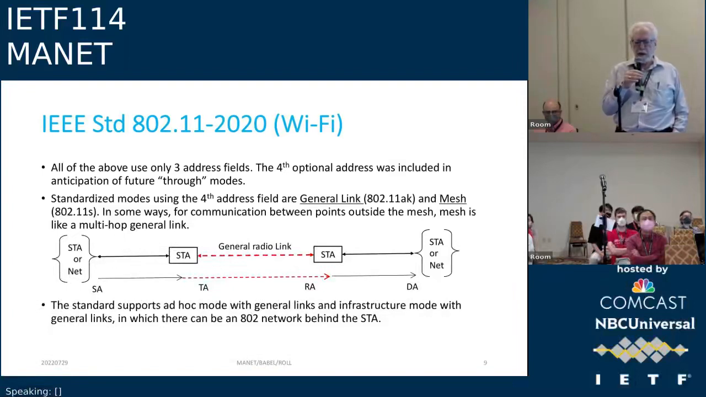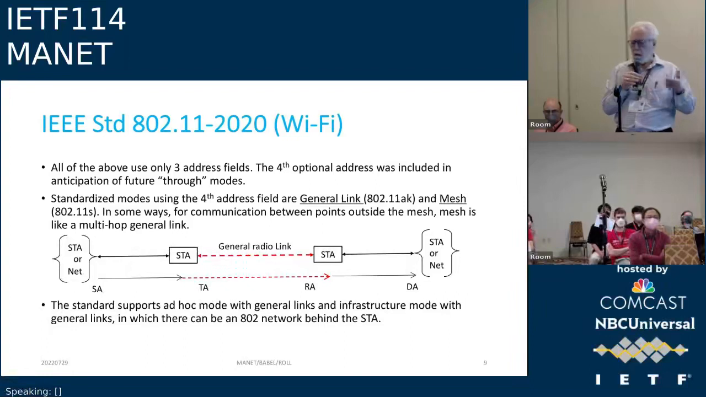The general link basically is the idea you're sending something through a station across an 802.11 link through another station. And so the source, transmitter, receiver, and destination address are all separate, and they could all be there. It would all typically be different.